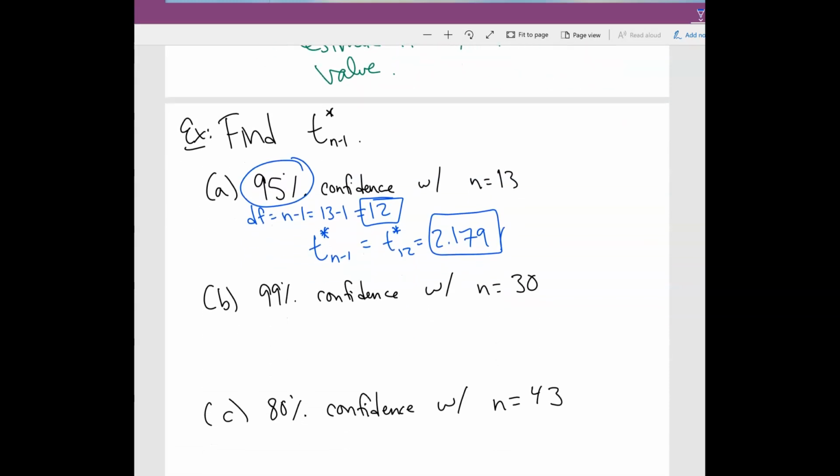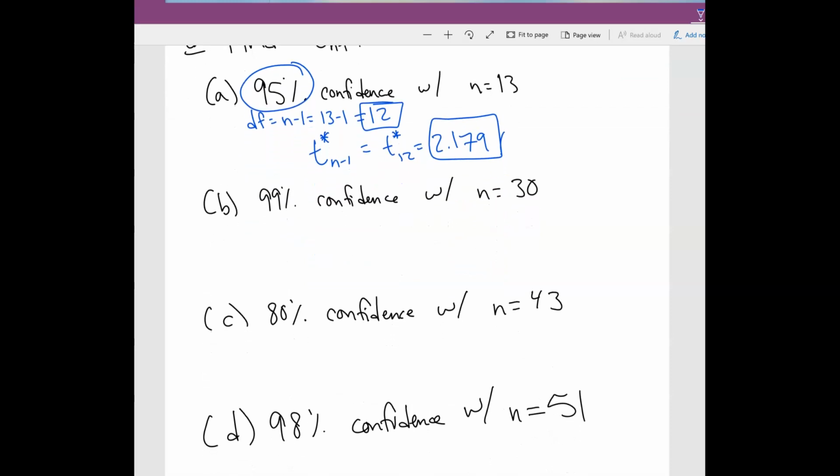All right, so now let's do part B. We want to find a 99% confidence with n equals 30. Let's first start off with the degrees of freedom. That's n minus 1. So that's going to be 30 minus 1, which gives me 29. So we're going to match 29 with a 99% confidence.